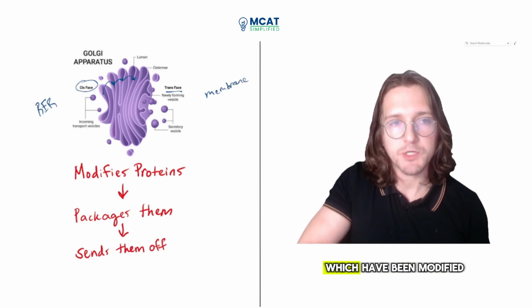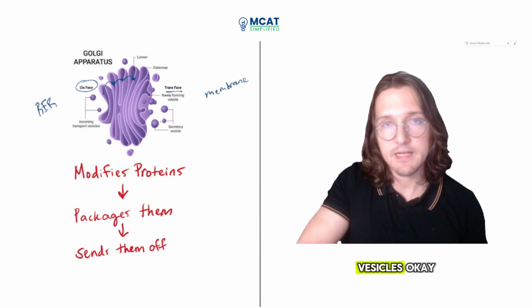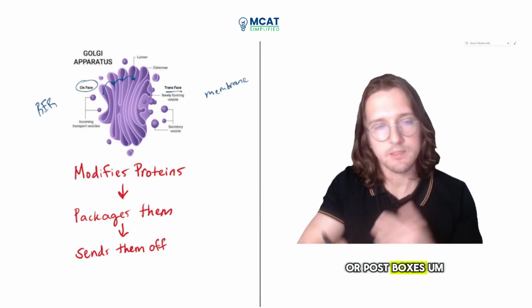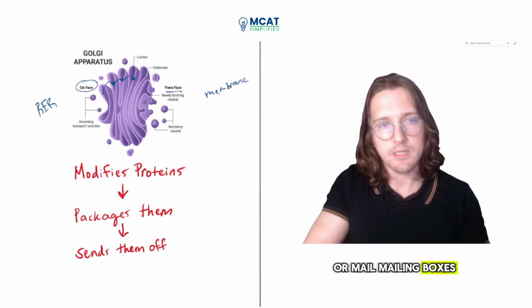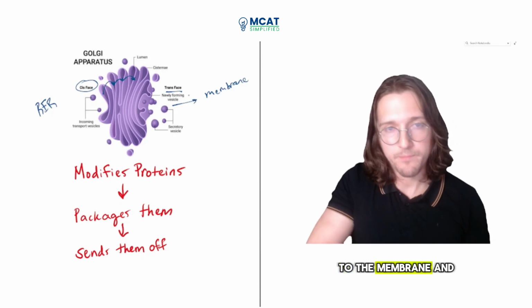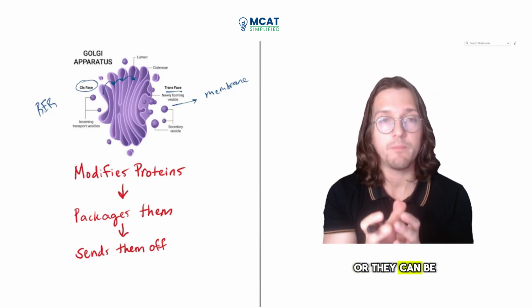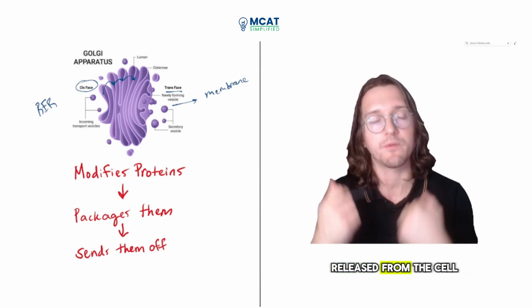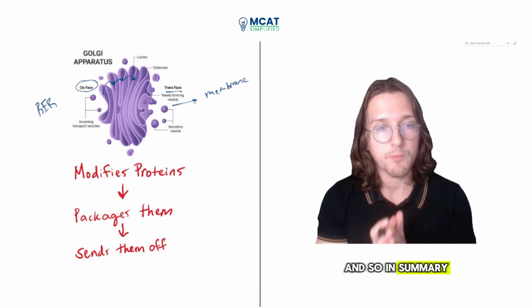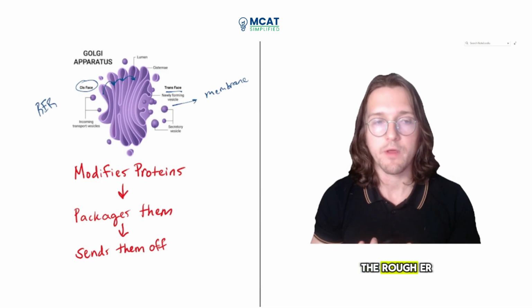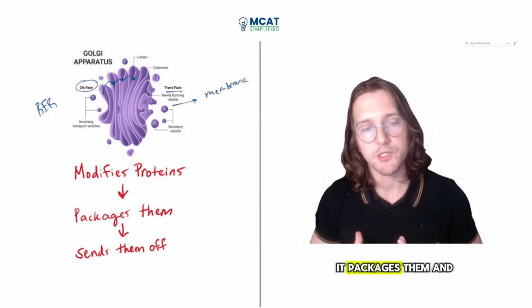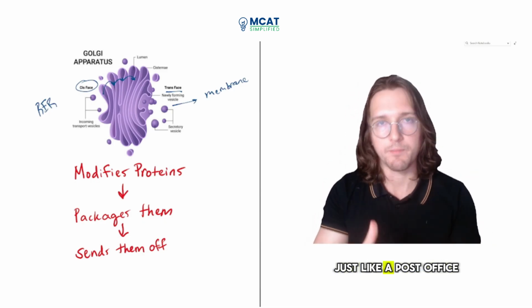And these proteins which have been modified are packaged into these vesicles, okay, or post boxes, or mailing boxes, and they are sent to the membrane. And at the membrane, they can either remain in the membrane as proteins, or they can be exocytosed from the cell, released from the cell. And so, in summary, it receives proteins from the rough ER, it modifies them, it packages them, and it sends them off just like a post office.